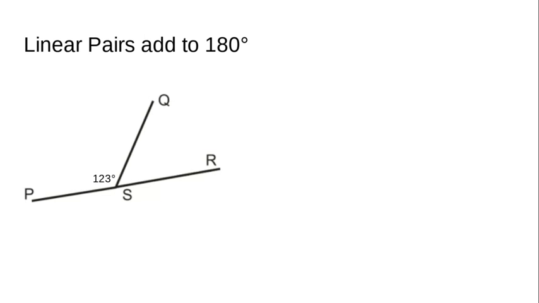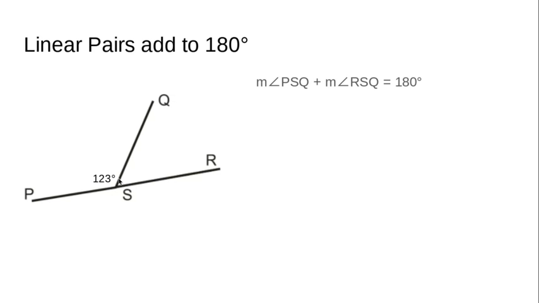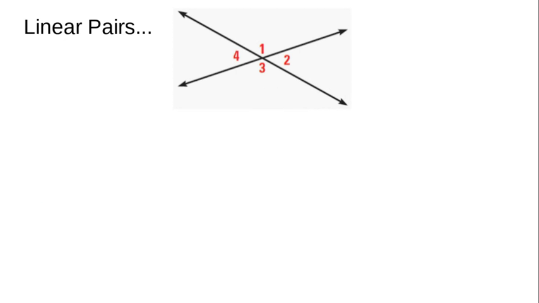Linear pairs have to add to 180 degrees every single time. So here I can see PSR is a straight line, so it's going to be 180 degrees. So PSQ and QSR are going to be our linear pair. They're going to add to 180. So if I wanted to find the measure of angle RSQ, I just need to set up my equation, do my subtraction, and the measure of angle RSQ, the one that's missing right here, would be 57 degrees.